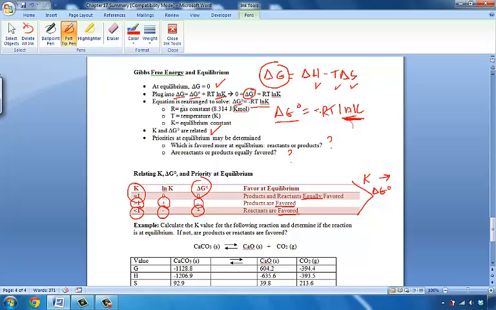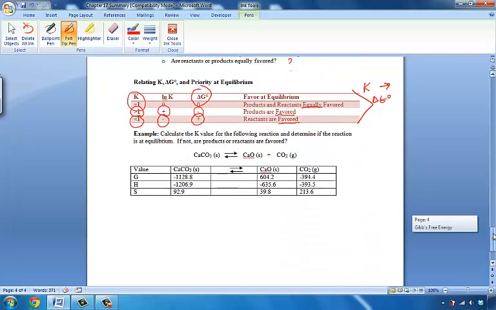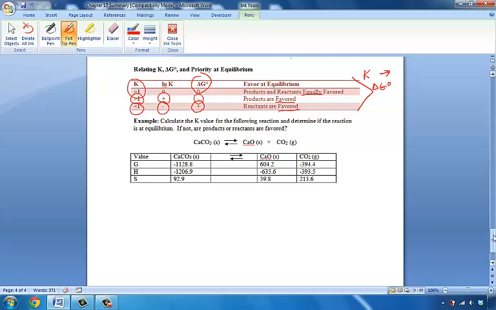So which of those will be favored? So let's take a look. We're given this table of values, and from that we're going to use our equation where delta G naught equals negative RT ln of K. So what we need is our delta G value, R, and T, and we'll solve for K.